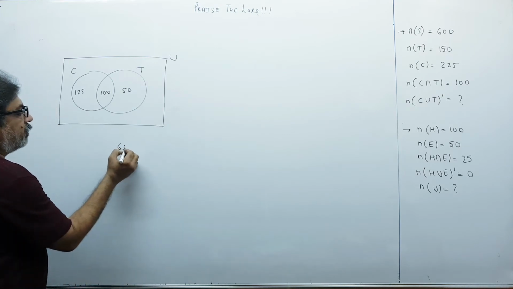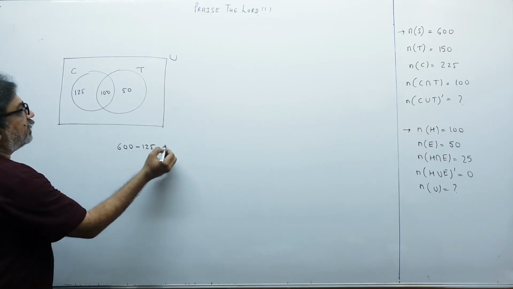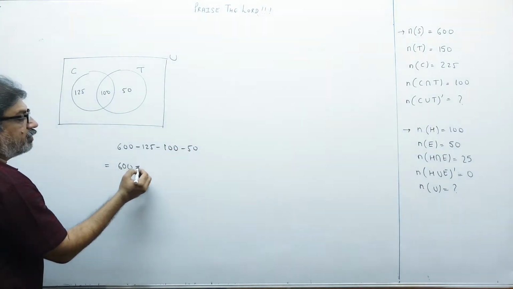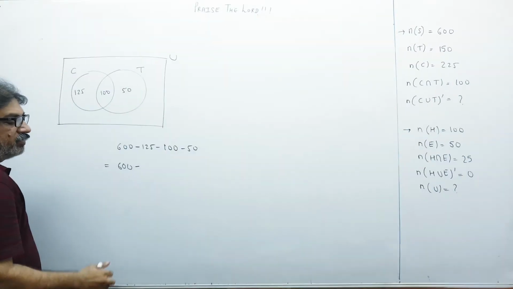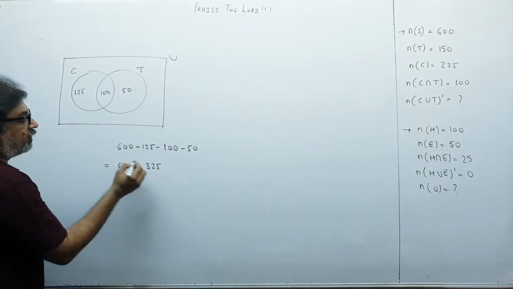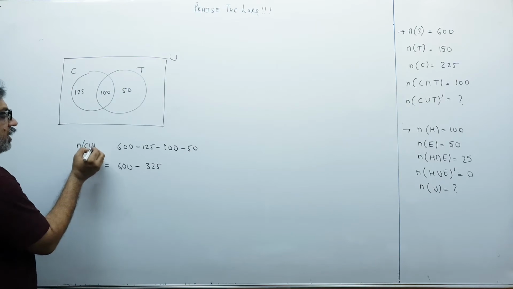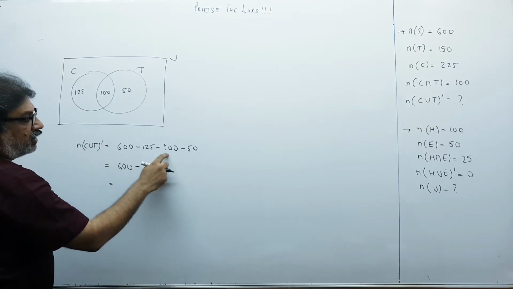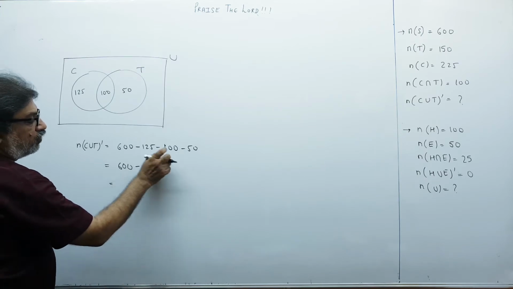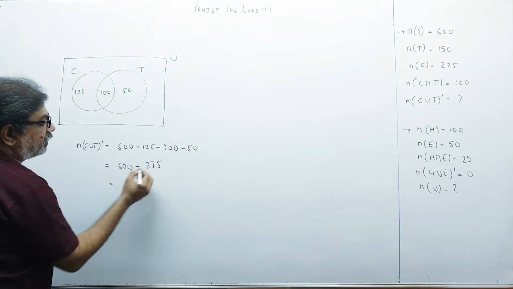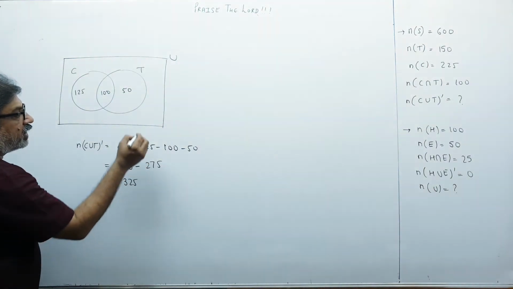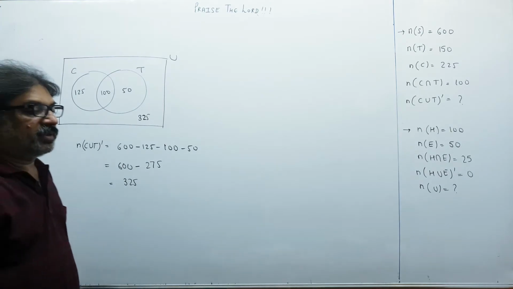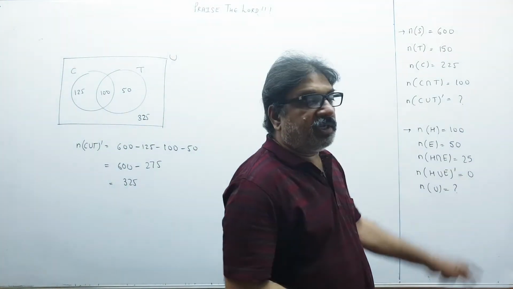So 600 minus 125 minus 100 minus 50, that is 600 minus 275. So this will be 325. This will be n((C union T) dash). So 600 minus 275, and this will be 325. So there are 325 people outside this set. That means 325 people are there who neither take coffee nor tea. Like this we do.